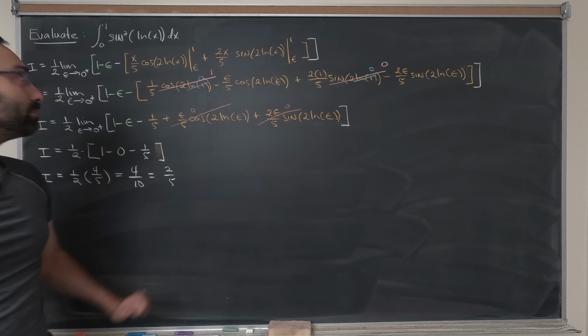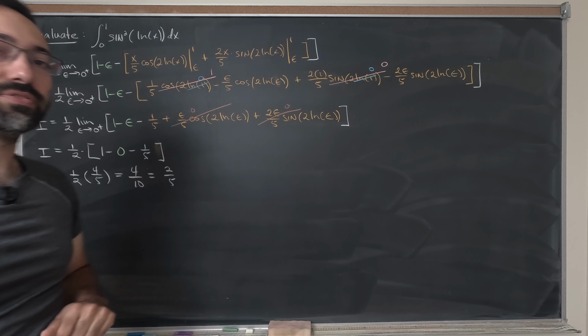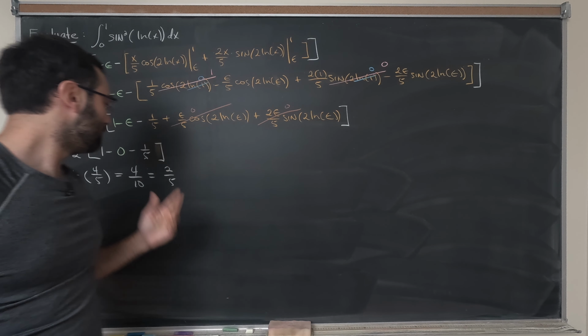And so there we have it then. This integral from 0 to 1 of sine squared of ln of x is simply 2/5.